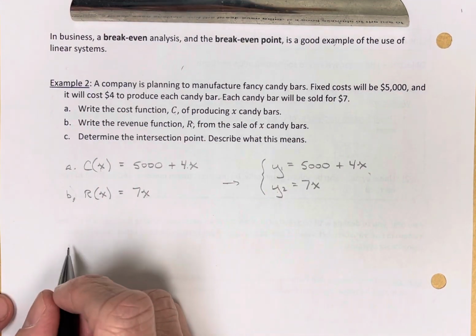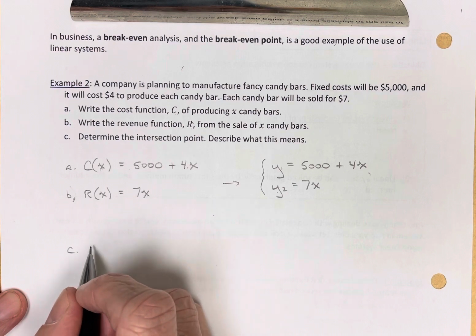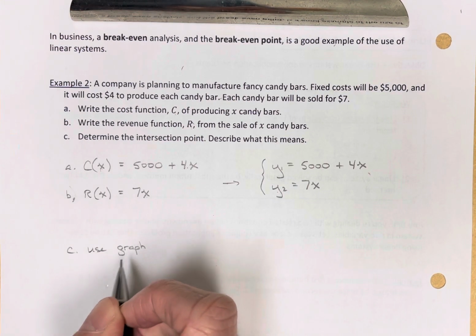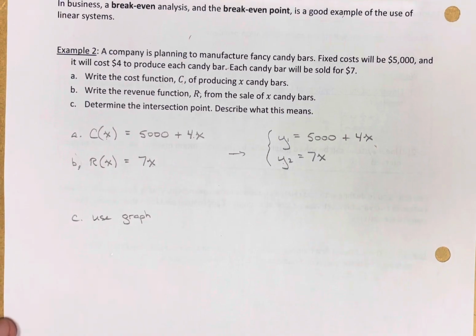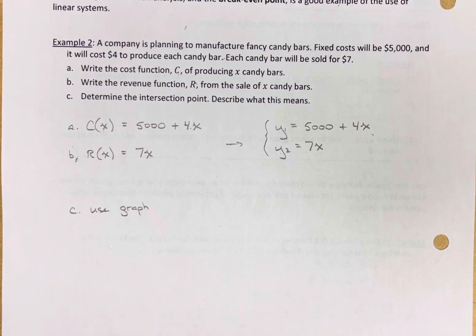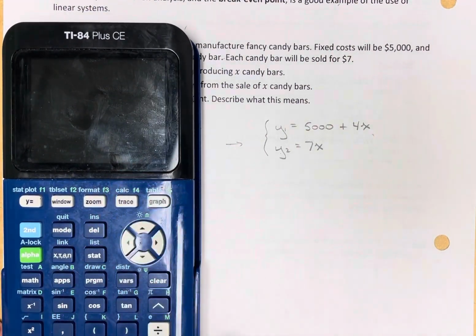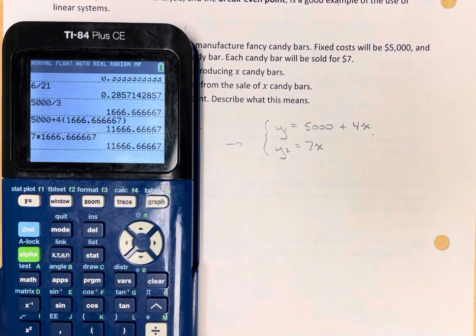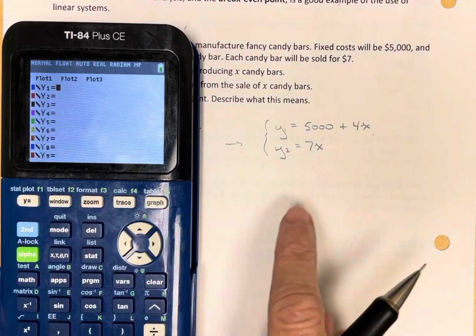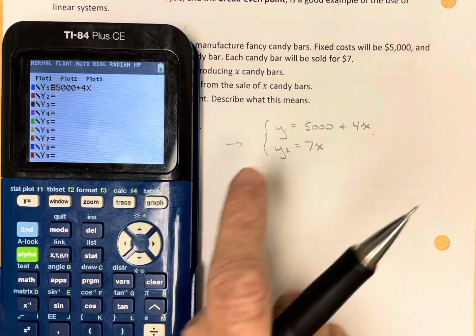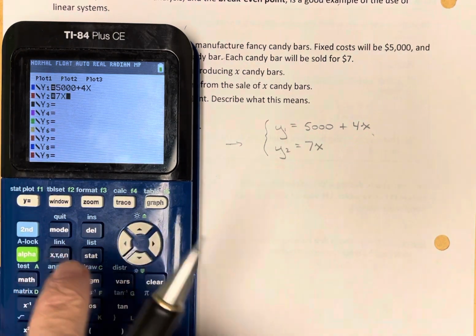Letter C, determine the intersection point. Let's use the graphing technique to find the intersection point. That's a whole lot easier than doing any substitution or any addition. So I'll go to my graph, y equals. My first one is 5,000 plus 4 times x, and that's the cost function. The second one is simply 7 times x.